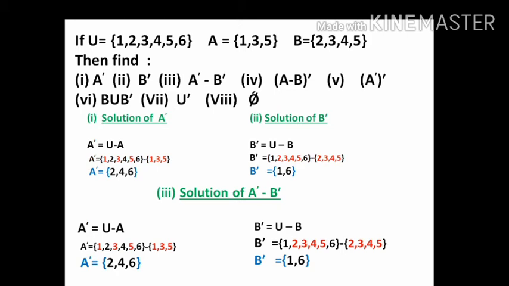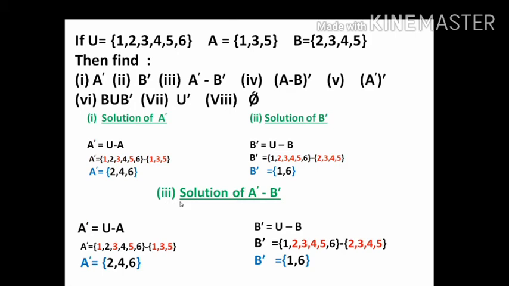Now its second part, that is B complement. B complement is equal to U minus B. This is the formula to find the B complement. Then B complement is equal to members of the universal set 1, 2, 3, 4, 5, 6, minus sign, then members of the set B 2, 3, 4 and 5. In these steps we will again find the difference between set U and B. Then B complement is equal to 1 and 6.